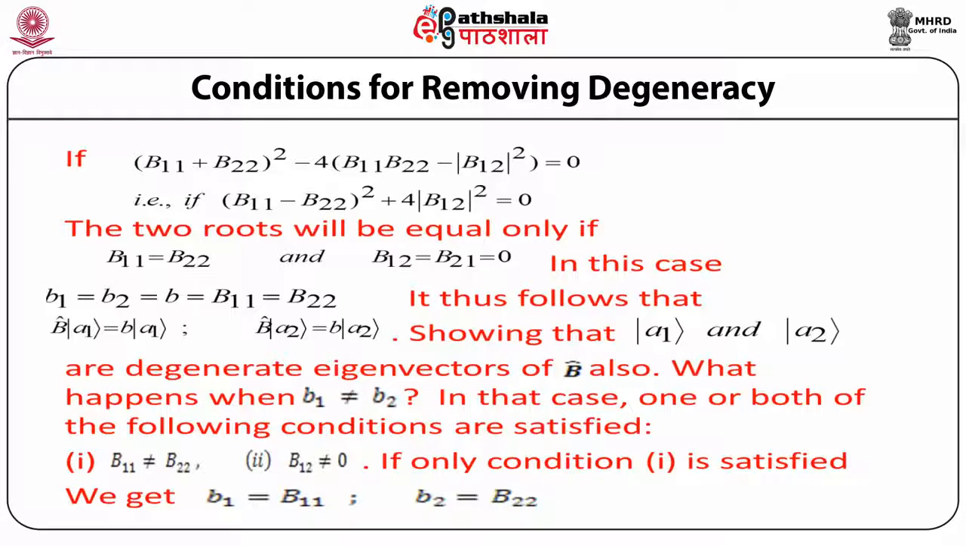In that case, one or both of the following conditions are satisfied. The first condition is B11 is not equal to B22, and the second condition is B12 is not equal to 0. Now, if only condition 1 is satisfied, then we will get B1 is equal to B11 and B2 is equal to B22.